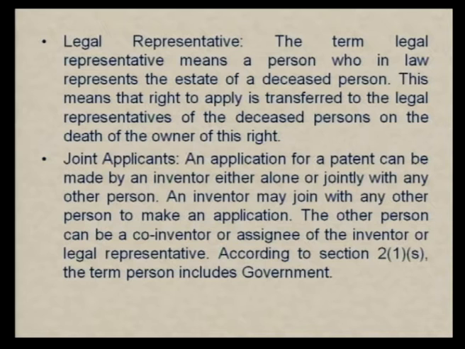So here you can also apply jointly. The other person can be a co-inventor or assignee of the inventor or a legal representative, or also can be a company. So joint applicants means that the individual who has actually invented plus the person who has been assigned, or can be a legal representative, or can be a company or partnership firm, or anyone whom he has assigned or allowed to file an application.